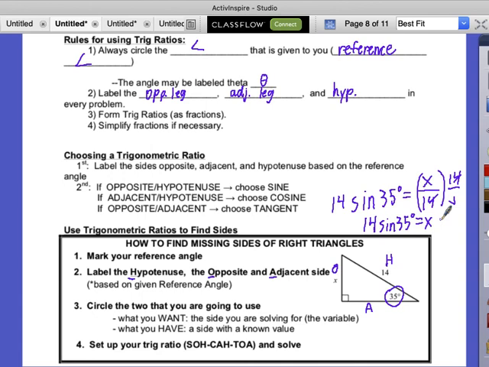Now, to figure out what x is to the nearest hundredth, we would take a calculator. We would take a scientific calculator. You can have them on your phone, otherwise we have them up here as well. Raise your hand if you need a scientific calculator, if you don't have one right now.